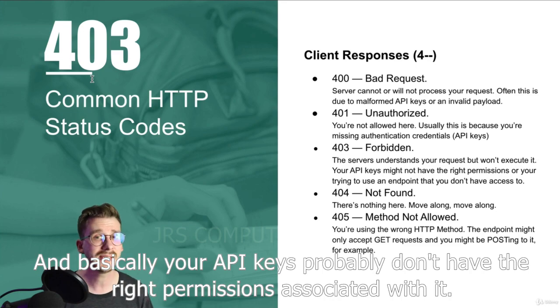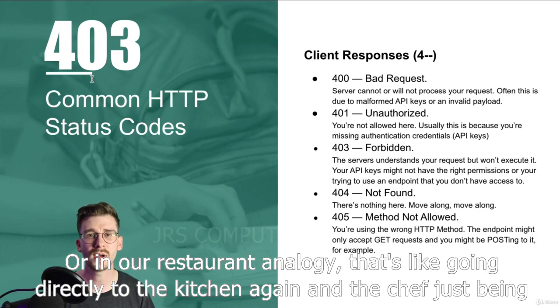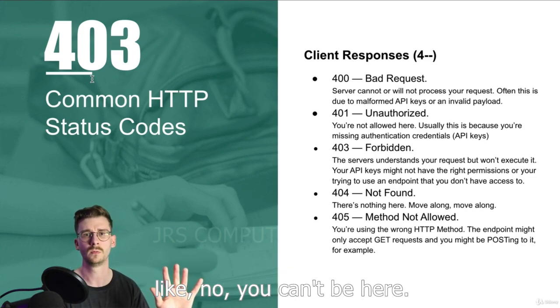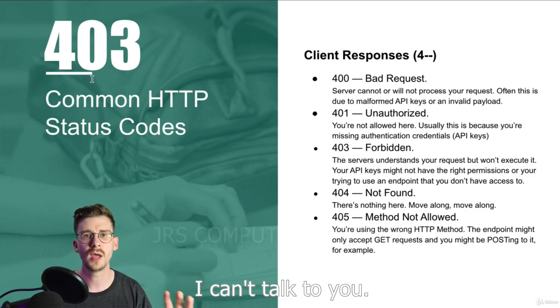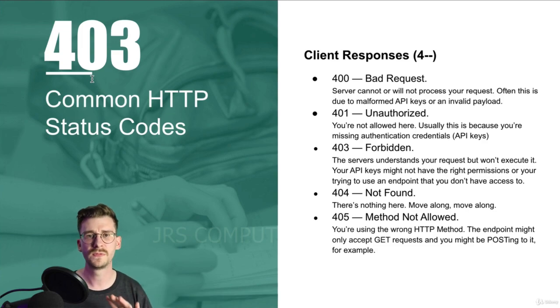Basically, your API keys probably don't have the right permissions associated with it, or in our restaurant analogy, that's like going directly to the kitchen again and the chef just being like, no, you can't be here. I can't talk to you. You're not allowed to be here. This area is forbidden to customers. Get out. You have to go through someone else.